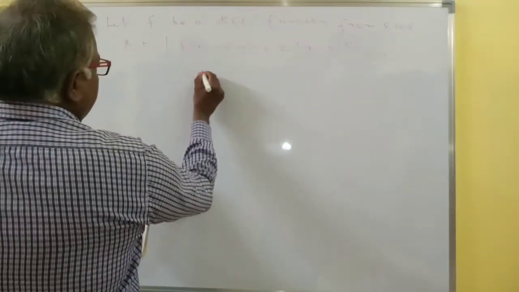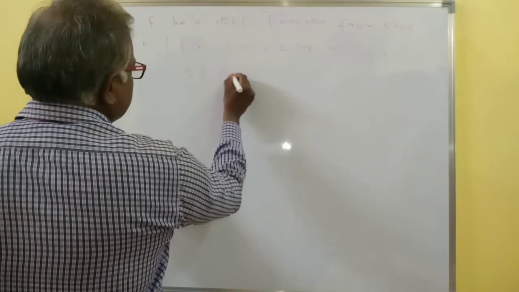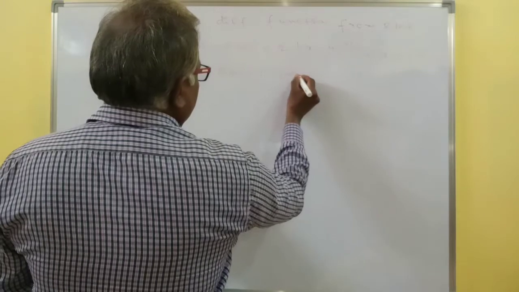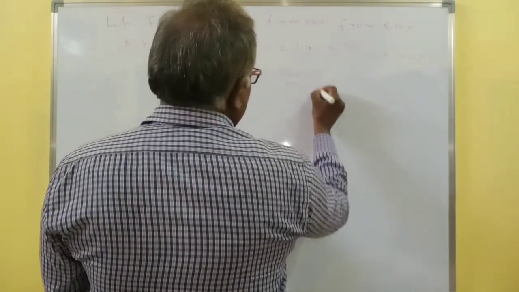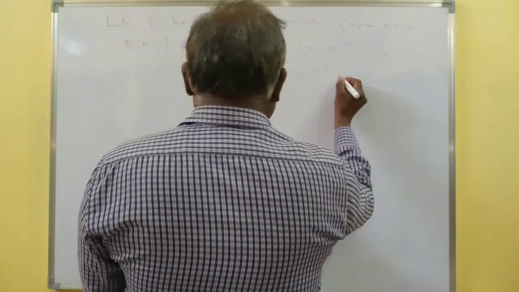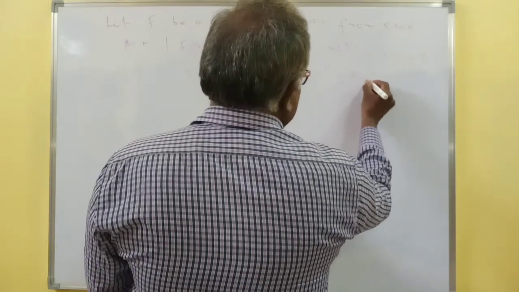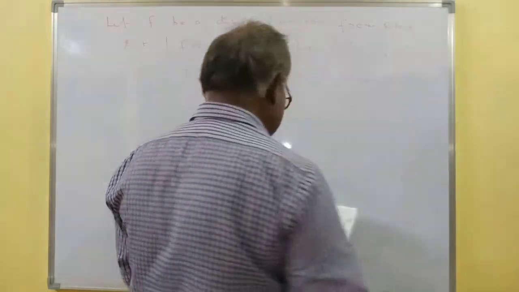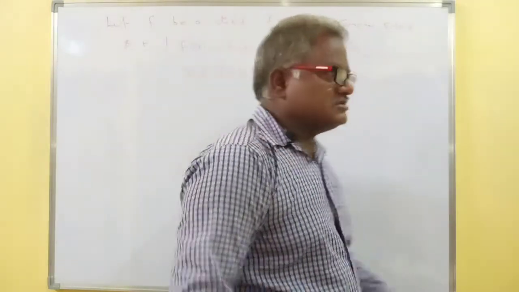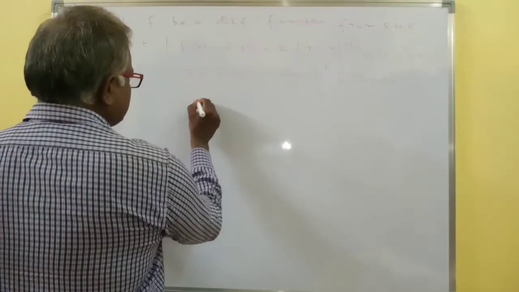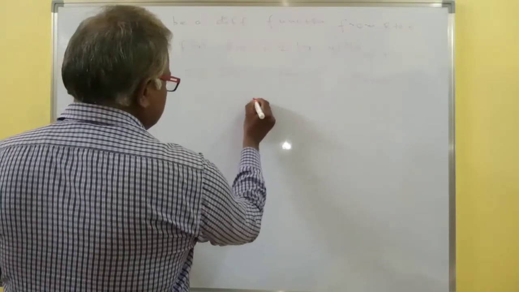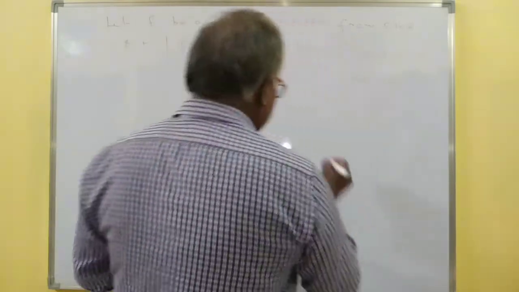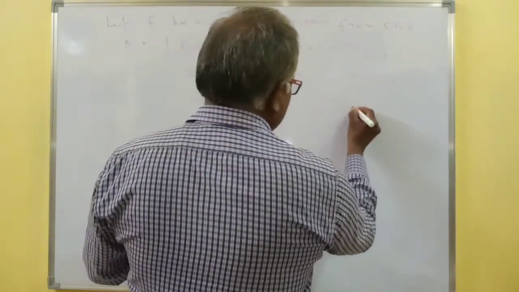If f of 0 is equal to 1, then integral 0 to 1 of f square x dx is equal to dash. Options will be given: first option 0, second option 1 by 2, third option 2, and fourth option 1.